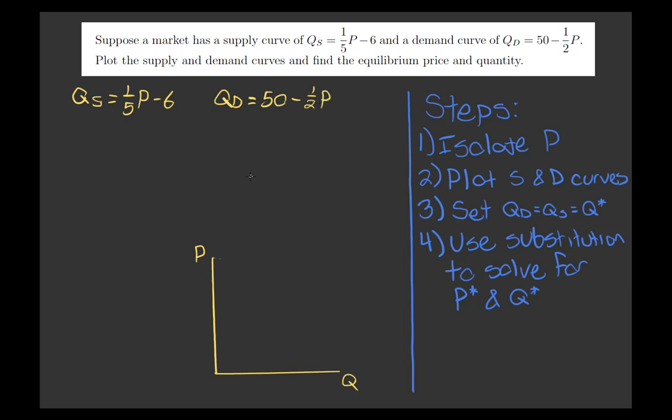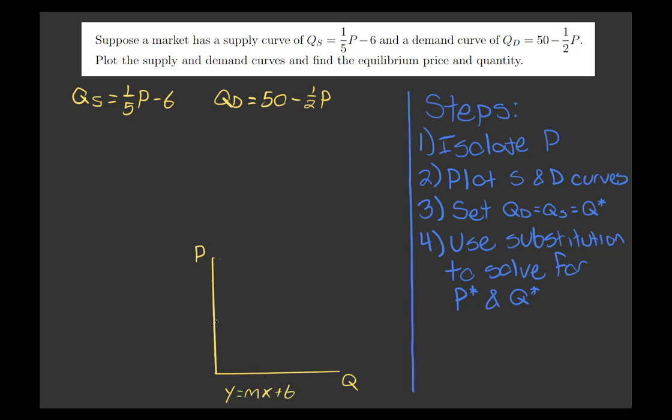The first step in plotting the supply and demand curves is to isolate P to the left side for both the quantity supplied and the quantity demand equations. Now, the reason why we like to do that is because we want to put the equations in the form of y equals mx plus b.